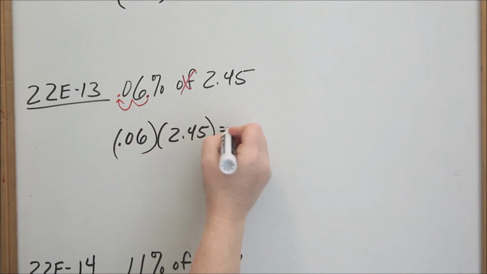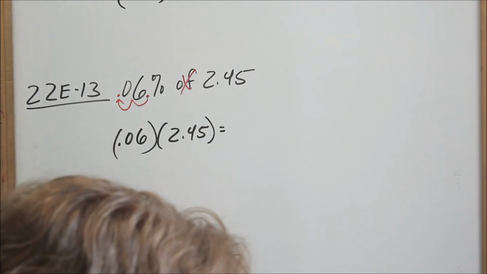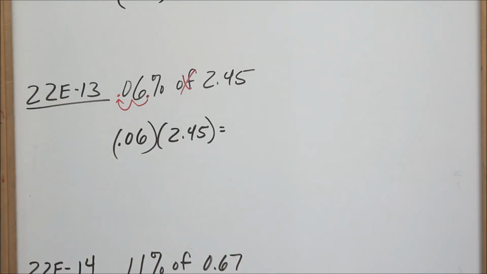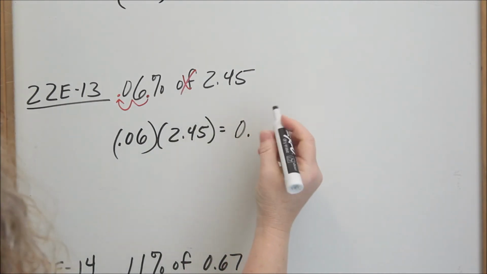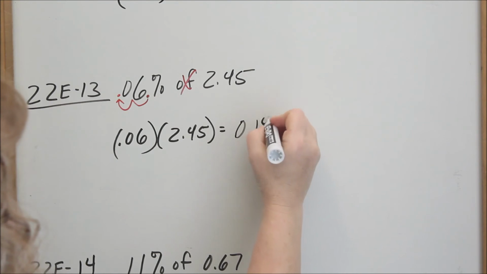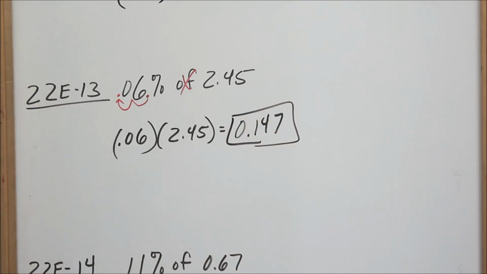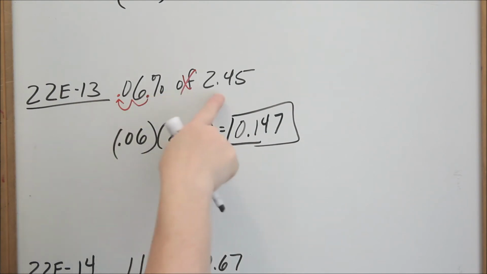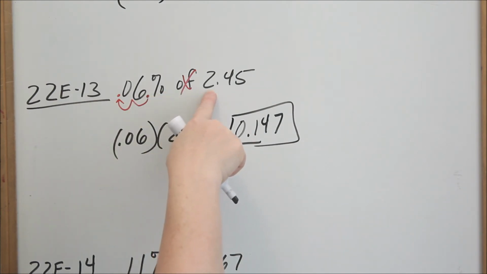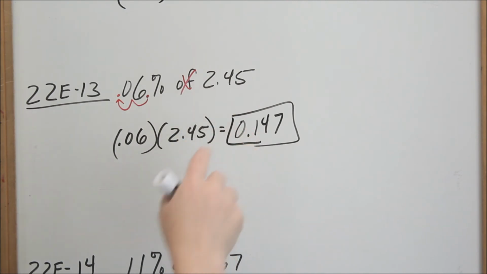2.45. Now you can multiply those in your calculator. 0.06 times 2.45. That would be 0.147. And to say that does your answer make sense, if you're going to take 6% of this decimal, you're only taking 6% of 2.45, your number should be smaller than 2.45.